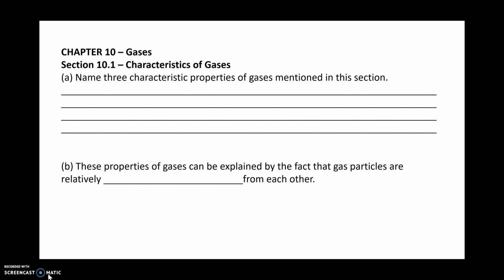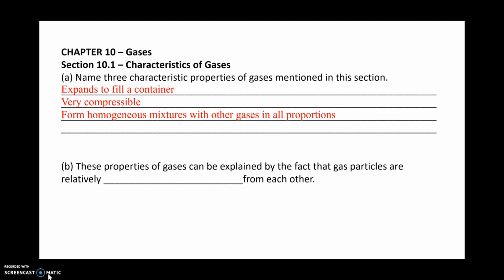All right, first section. We want to name 3 characteristic properties of gases that are mentioned in the section, and you should be reading the book. If you don't have the book broken out, you should have that with you. The 3 characteristics about gases: they expand to fill a container, they are very compressible, and they form homogeneous mixtures with other gases in the container in all proportions.